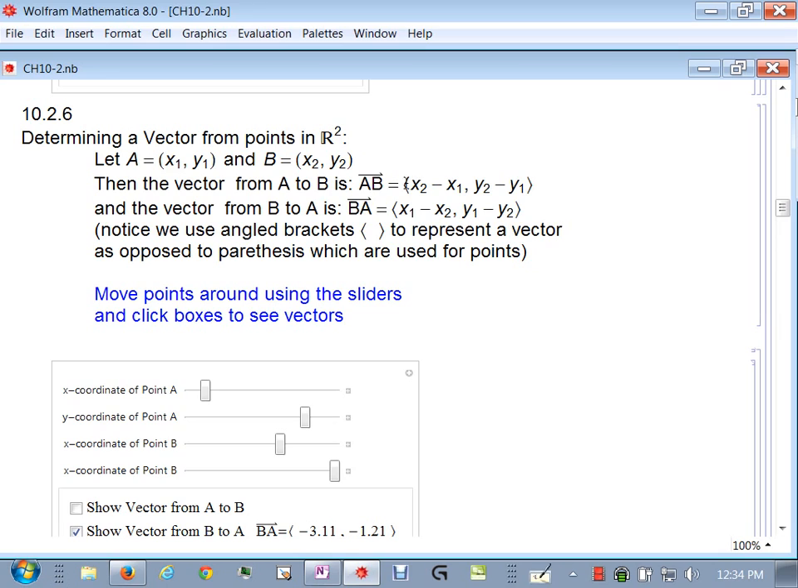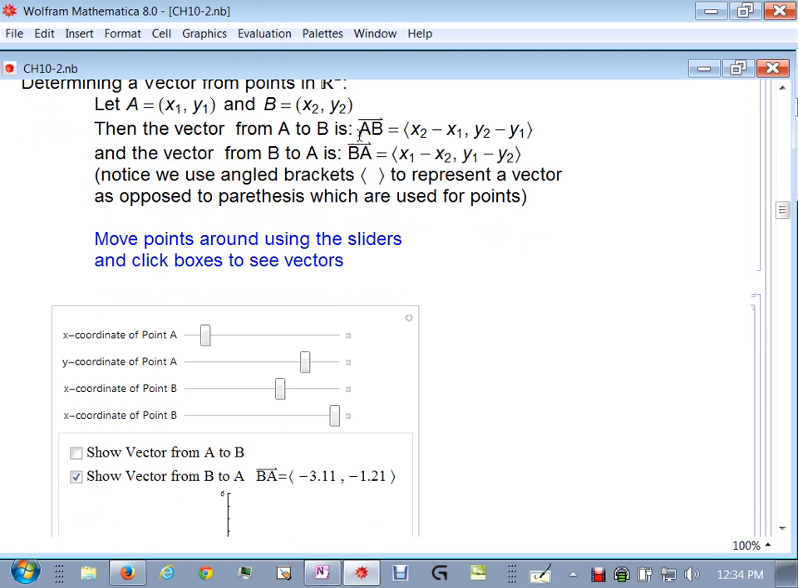And notice that we use these instead of parentheses. These are angled brackets, that's what they're called. Anytime you have numbers sitting inside of angled brackets, you're talking about a vector. Anytime you have numbers inside of parentheses, you're talking about an ordered pair, ordered triple, a point in space. There's a difference, right? So if you want to go the other way, from B to A instead, you switch the order, which should just change the sign of the number, shouldn't it?